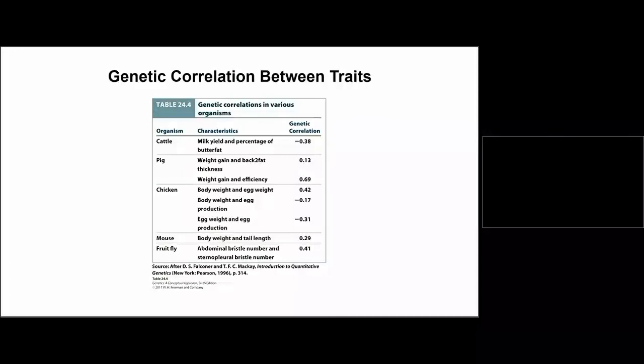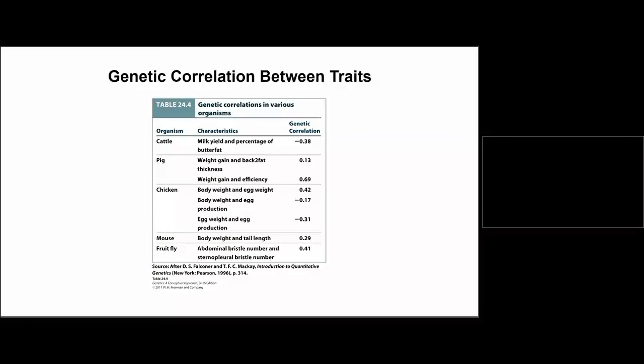So when you're trying to increase certain traits in a particular line or organism, you have to think about what other traits you're going to be affecting as well. For a mouse, if you increase the body size, it also increases the tail length, which makes sense, but it's just something to consider as you look at these different traits and the changes we're making in them.